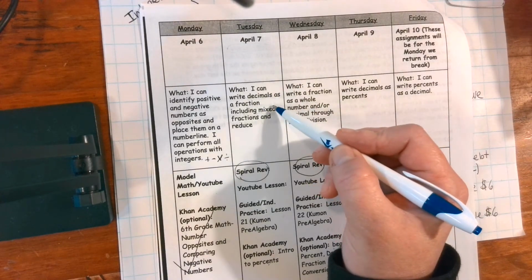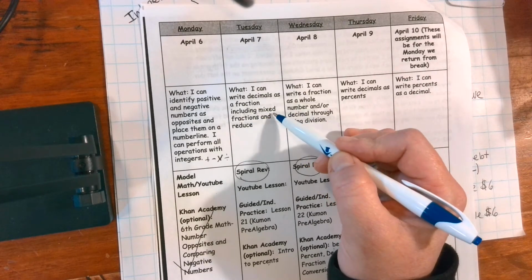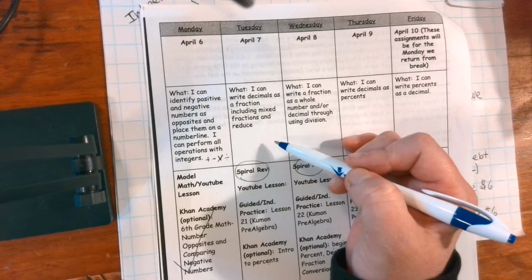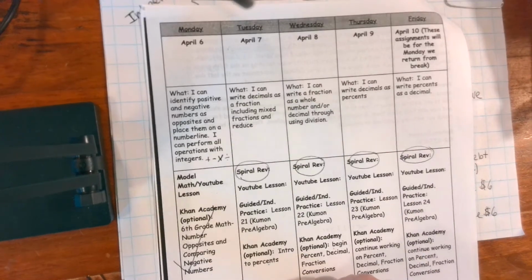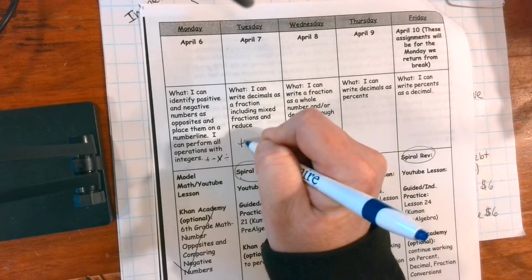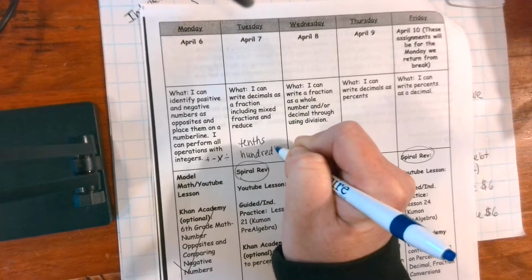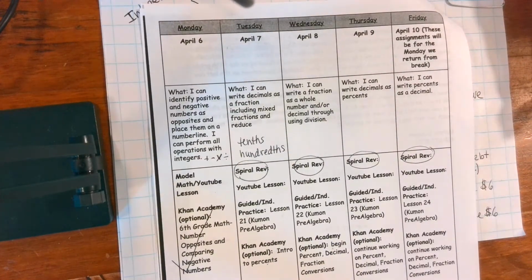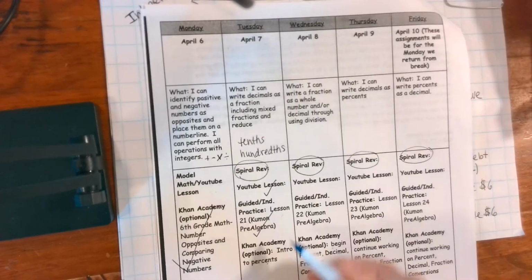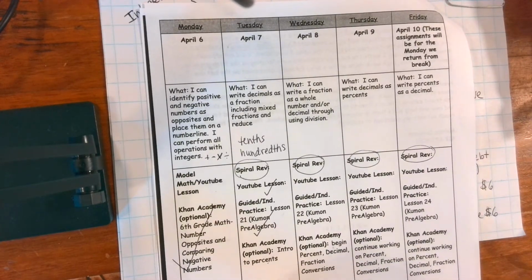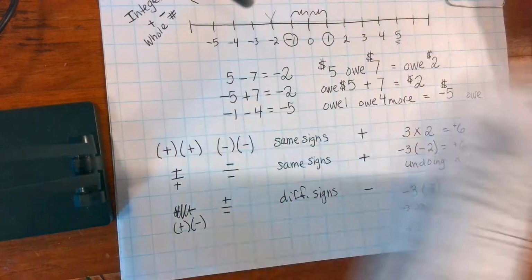I can write decimals as a fraction, including a mixed fraction, and then reduce it. And this is building off of a 5th grade standard of turning decimals into tenths and hundredths. But in 6th grade, you're expected to move into thousandths. So we're going to start with our spiral review. We're going to go over lesson 2.1. And then, of course, you're invited to log into Khan Academy and do some practice online.